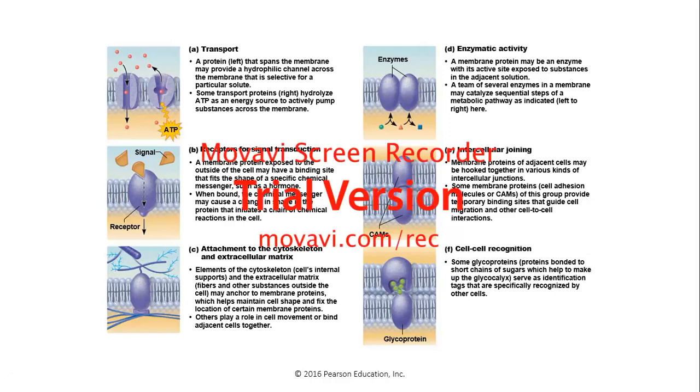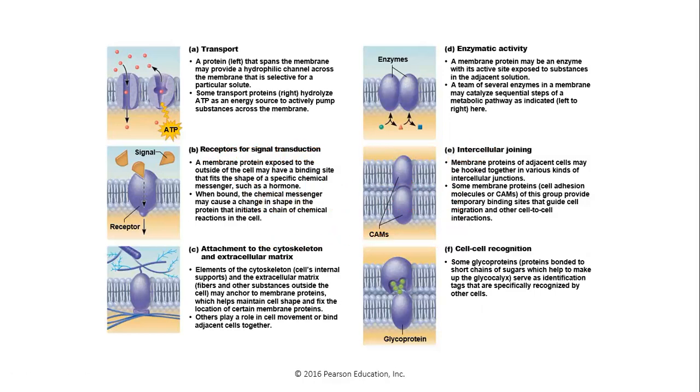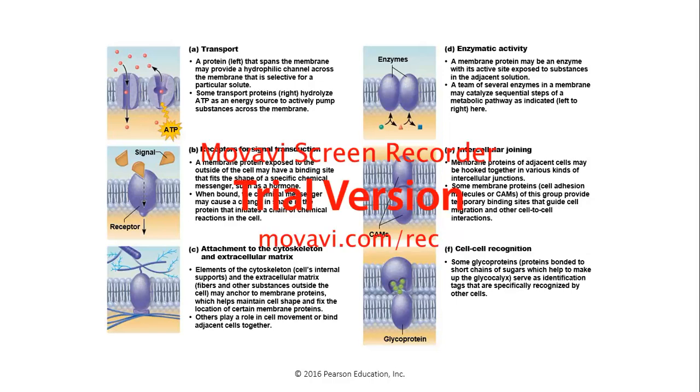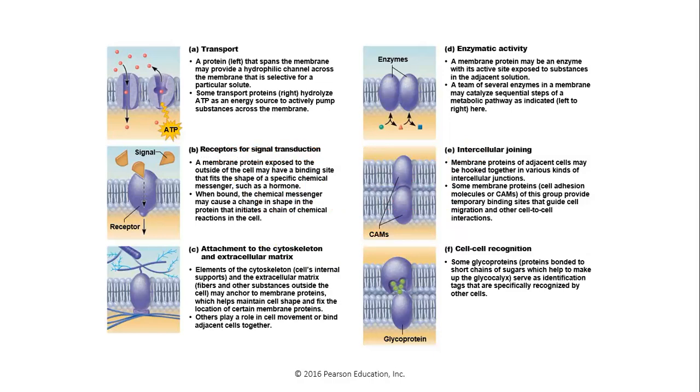They serve as identification tags that are specifically recognized by other cells. And these same glycoproteins are also recognized by things like viruses and bacteria that make us sick too. They use these same glycoproteins that our body normally uses for cell-to-cell recognition. They kind of hijack it, and they can use it to get themselves taken within the cell and then make us sick.